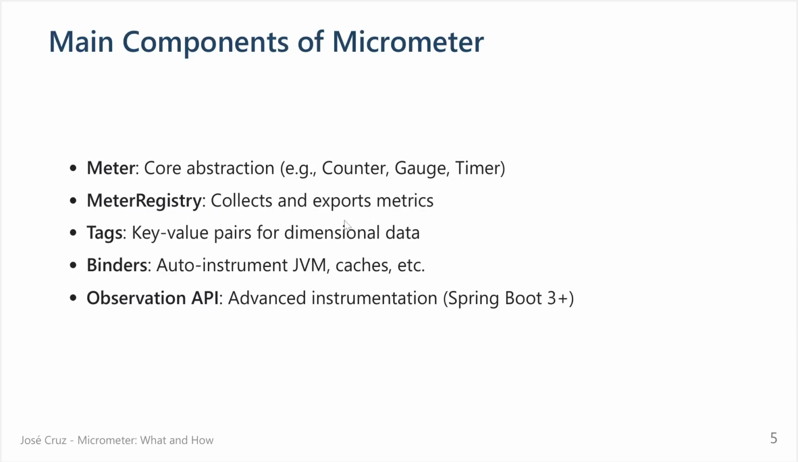So what are the main components of Micrometer if you are targeting Micrometer? Or maybe you can start with Micrometer if it's the first time that you talk about observability. At least you have an idea from the point of view of metrics. So the main components of Micrometer: we have the meter, which is the core abstraction for counter, gauge, timer.